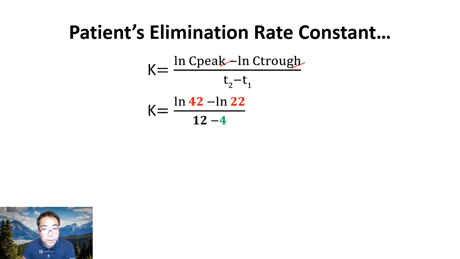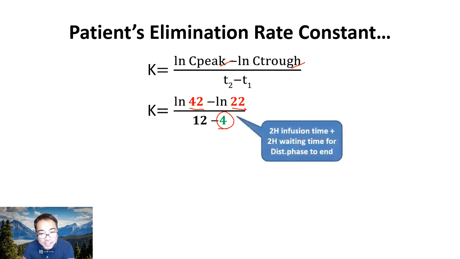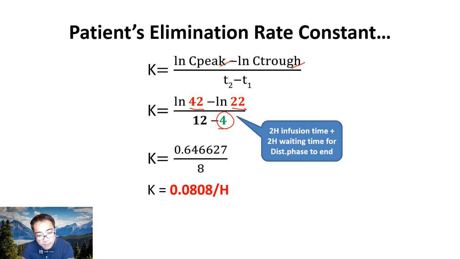So, okay. Our peak, class, would be 42. Then our trough would be 22. So class, that's 12 minus 4. Why 4? Remember, class, that 4 is the 2-hour infusion time plus the 2-hour waiting time. Okay? So what comes out there would be 0.0808 per hour. Most likely, you'll only be waiting 8 hours for that.